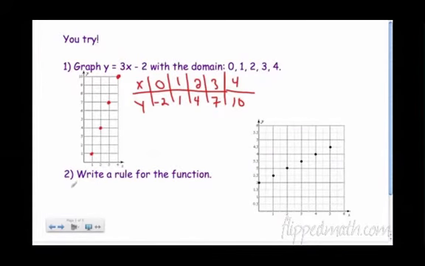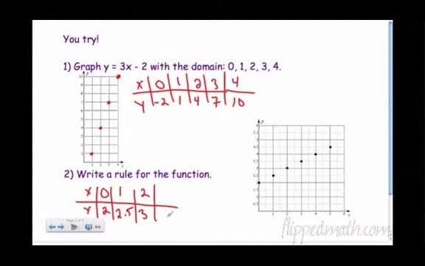All right, for the rule, I'm going to first find my table because I think it helps. So my first one is 0, 2. Then I have 1, 2.5. Then I have 2, 3. Then I have 3, 3.5. Then I have 4, 4. And I have 5, 4.5.